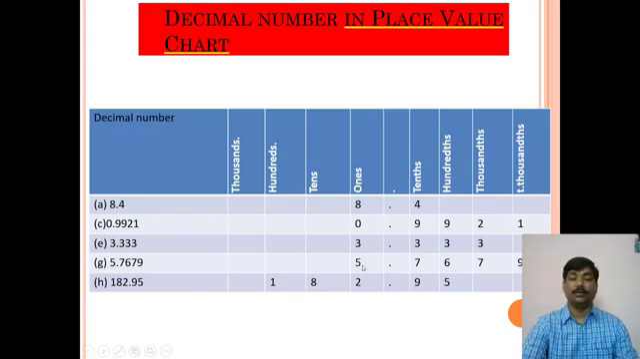Suppose these digits are written. How will we make a decimal number? 5 is the ones digit, so we will write it at the ones place. 7 is the tens digit, we will write it at the tens place. 7 is at the hundredths, so we will write it there. 6 is at the hundredths place, and so on.